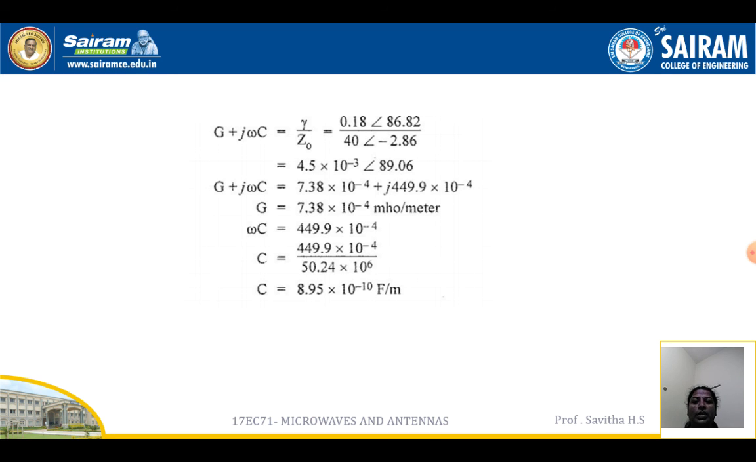And G + jωC is equal to gamma by Z0. Again here, G + jωC is 4.5 × 10^-3 ∠89.06. Again I am comparing: G is equal to 7.38 × 10^-4 mho per meter and ωC is equal to 449.9 × 10^-4. So C is equal to 8.95 × 10^-10 farads per meter.